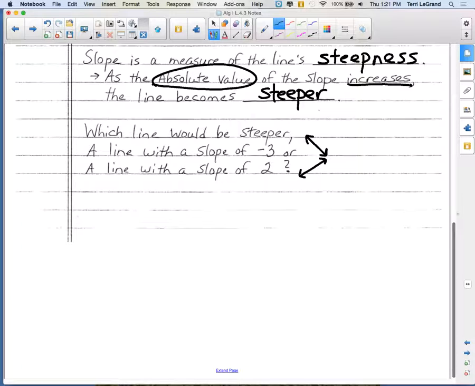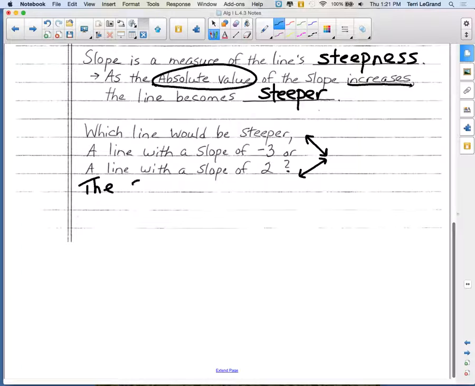Now, which one is steeper? Why? Because the absolute value of -3 is bigger than the absolute value of 2. What is it, -3's absolute value? 3. And the absolute value of 2 is 2. 3 is bigger than 2, so we're going to write this out in our notes. We're going to have good notes here.